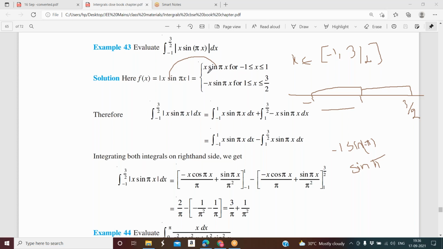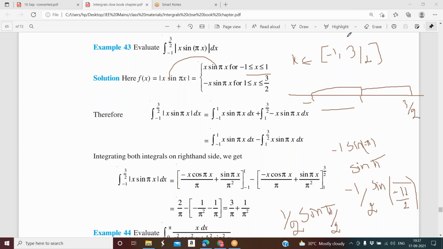Then check in between value, say -1/2. For -1/2, whether it takes positive value or negative value, that you can check. -1/2 means -1/2 sine of -pi/2. We are putting x equal to -1/2. Sine of -90 is minus sine 90, so it becomes plus. So 1/2 sine pi/2. Sine of minus theta is minus sine theta, so already we have minus, that becomes plus. Sine pi/2 value is 1. So you'll get 1/2. It takes positive values. So in this range, modulus x sine pi x takes positive values.